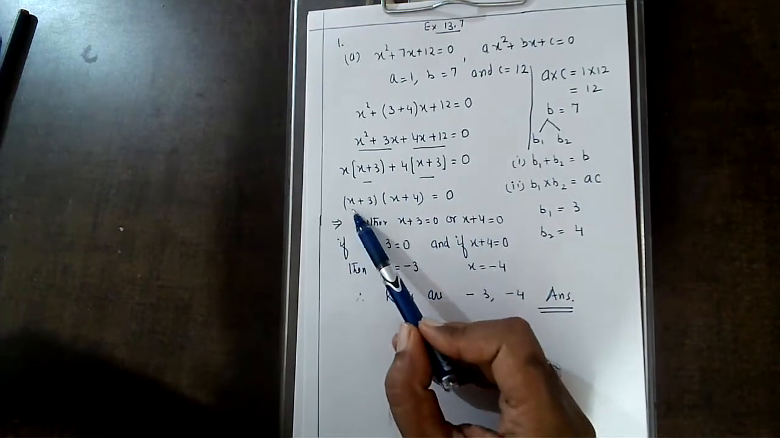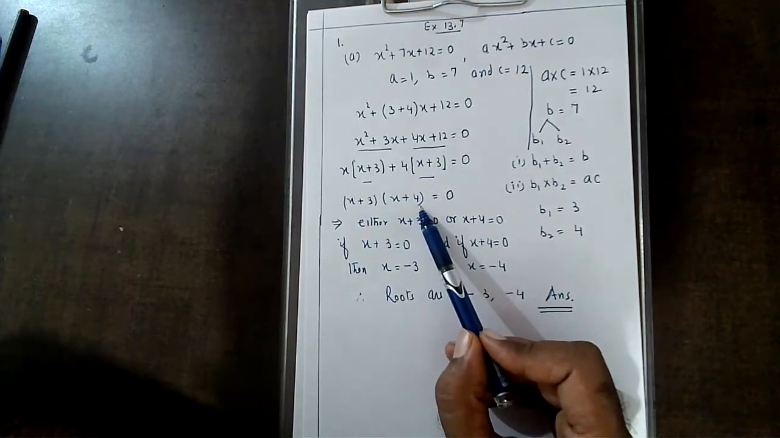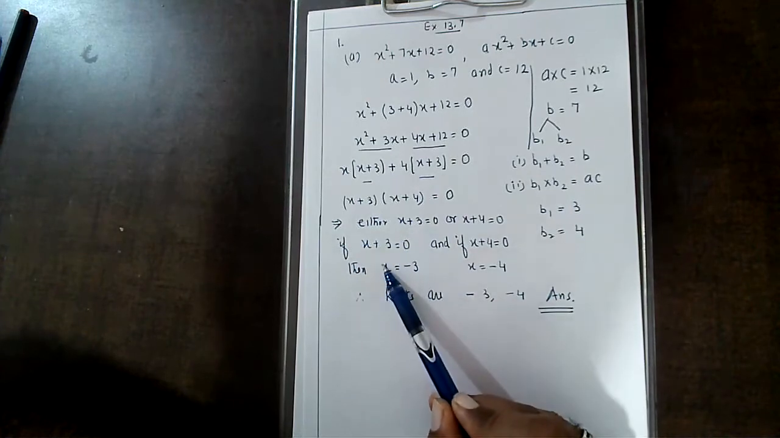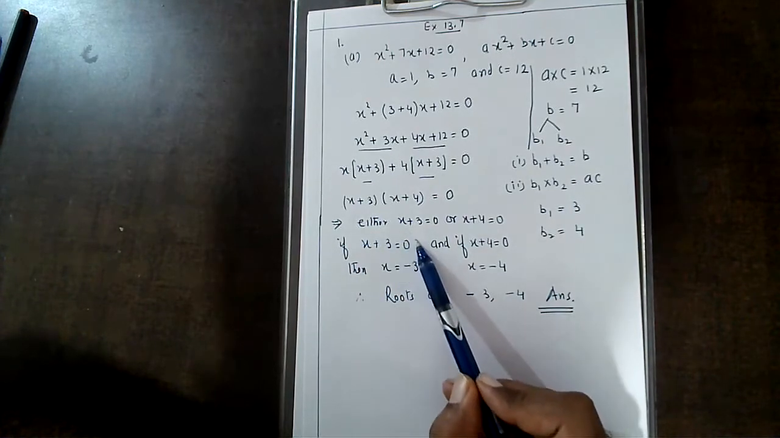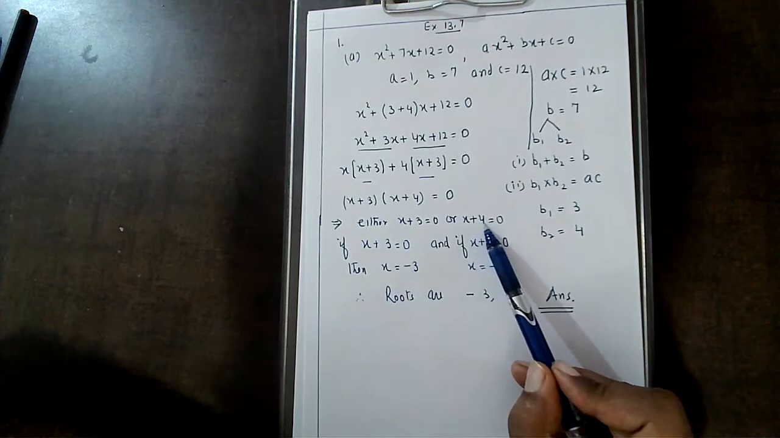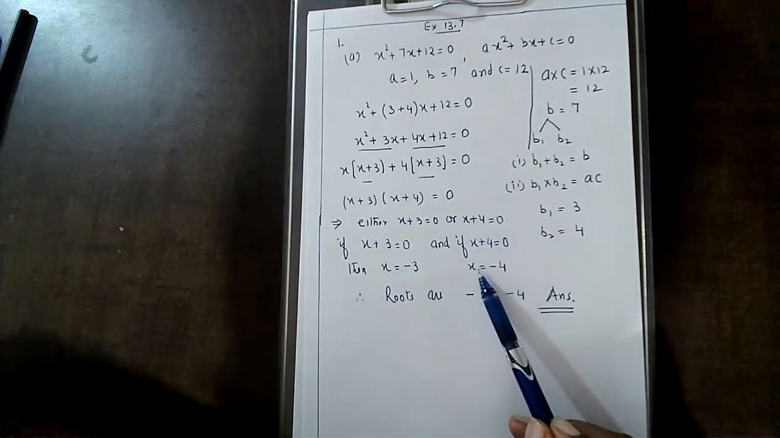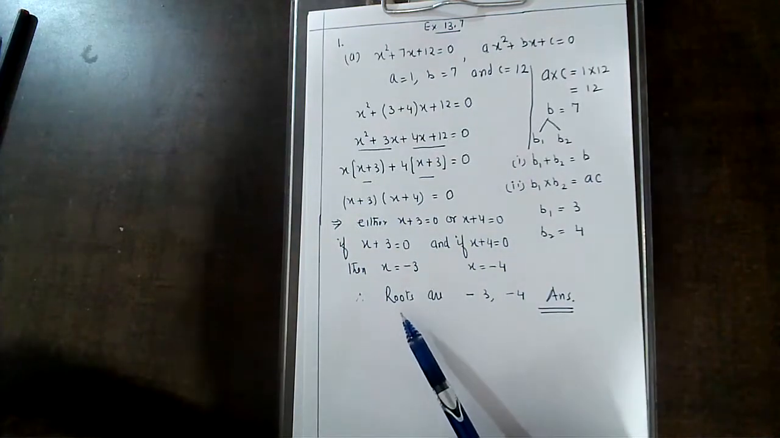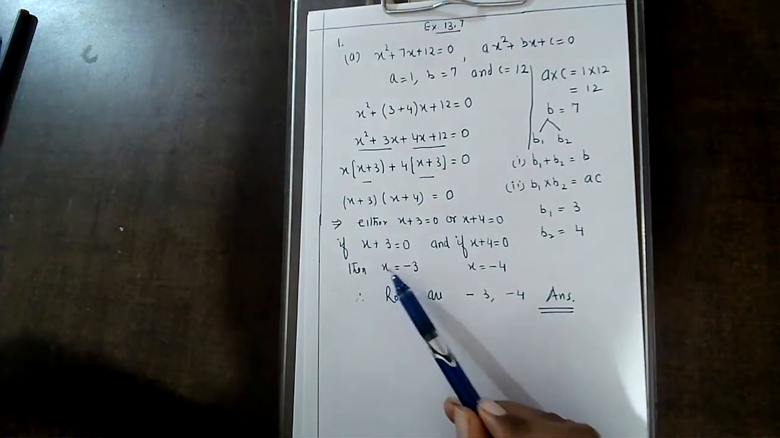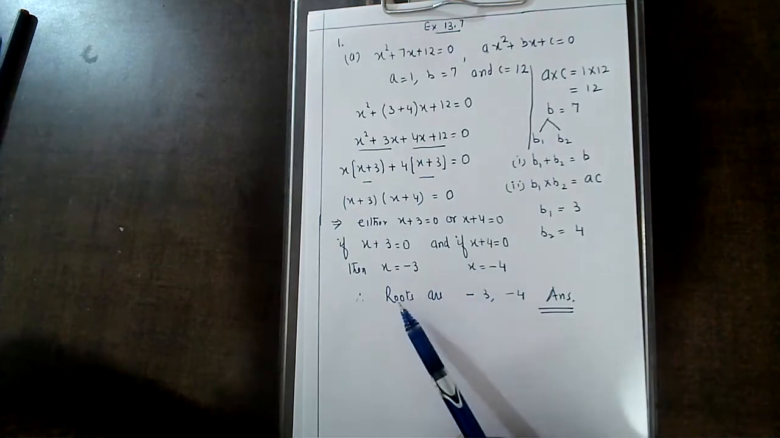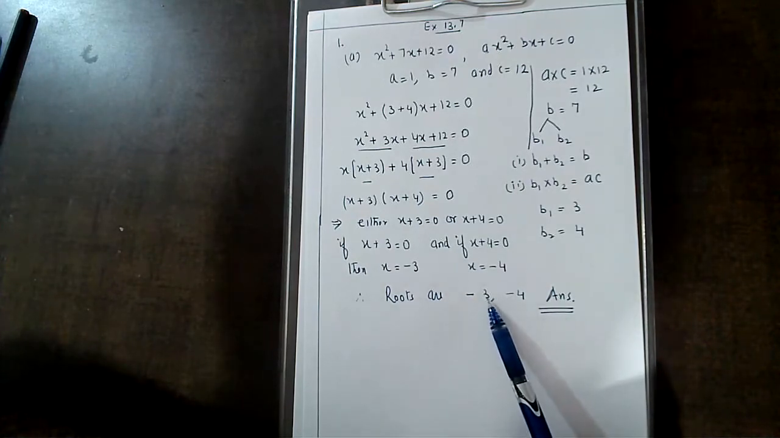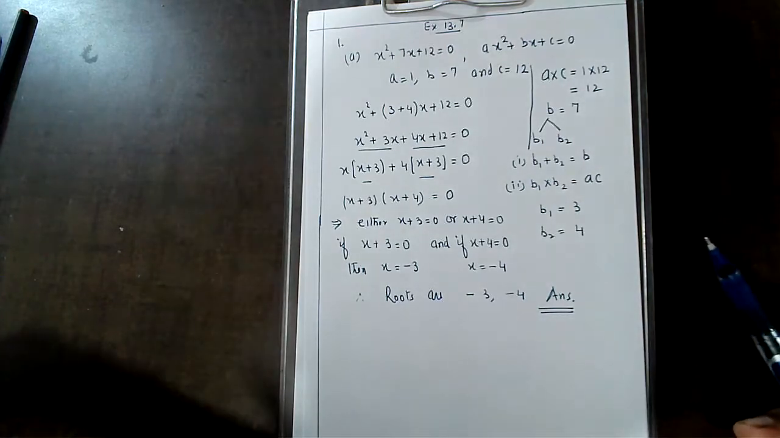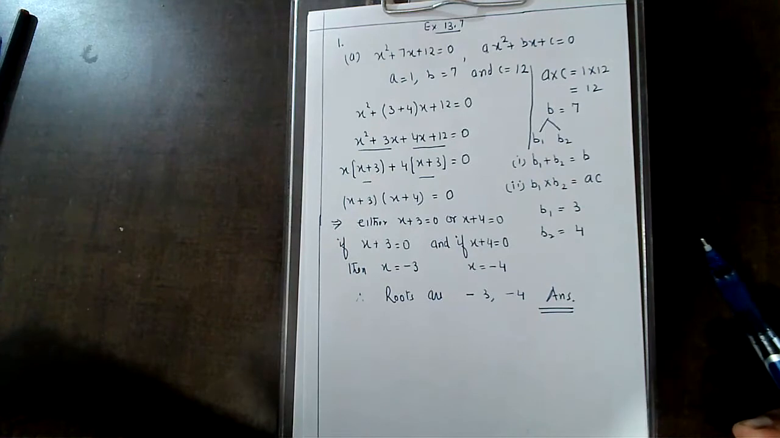This implies either this term is 0 or this term is 0. When x plus 3 is 0, then x is equal to minus 3 by transposing. When x plus 4 is equal to 0, x is equal to minus 4 by transposing. Thus we have found the values of x which satisfy the given equation. These values are minus 3 and minus 4, that is, the roots of the given equation are minus 3 and minus 4.